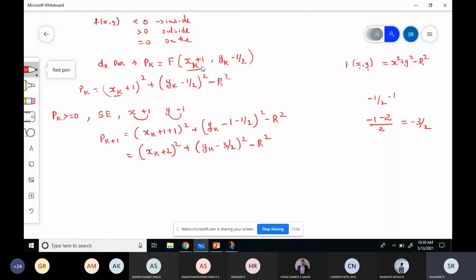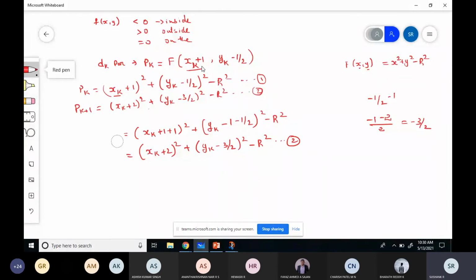Xk plus 2 plus (yk minus 3 by 2) the whole square. Now I'll call this equation 1 and this equation 2. I'll copy this. P of k plus 1 is equal to (xk plus 2) the whole square plus (yk minus 3 by 2) the whole square minus r square, equation 2.